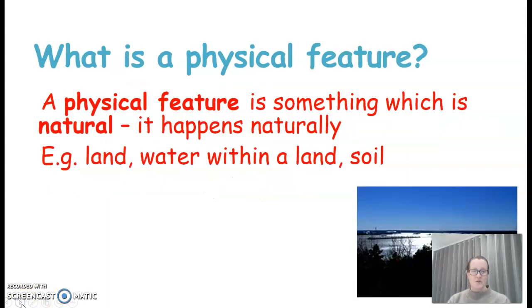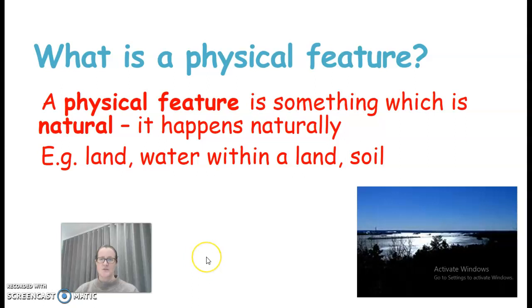So what is a physical feature? Anybody understand what a physical feature is? A physical feature is something which is natural, it's naturally occurring, it happens naturally. So if you look at the picture here, the water that is here is naturally occurring. So the land, water within a land, soil, that is all a physical feature because it's naturally occurring.